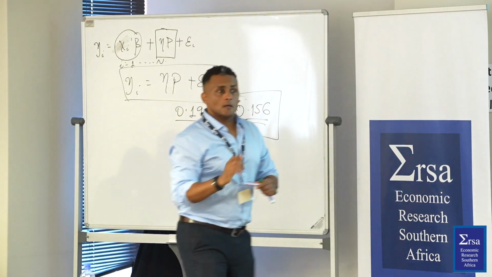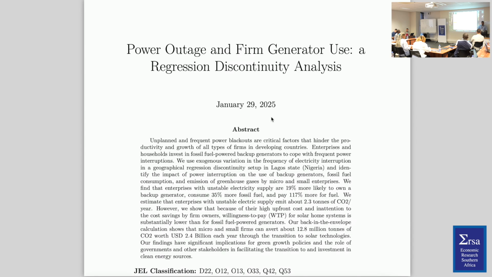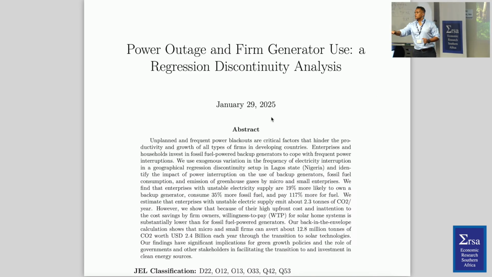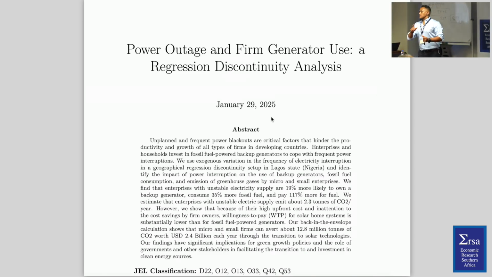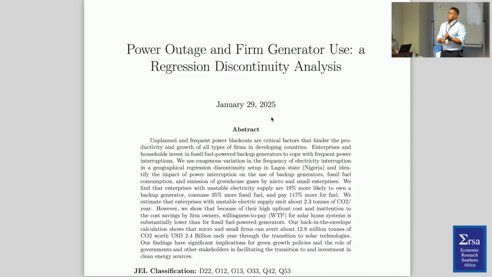Because if you've seen the title, power outage and firm generator use, a regression discontinuity analysis, this paper is not about the determinants of generator use. So results should be presented this way. You can present this in graphs if you want, because the coefficients can be put in graphs as well. Stata can produce it in graphs.